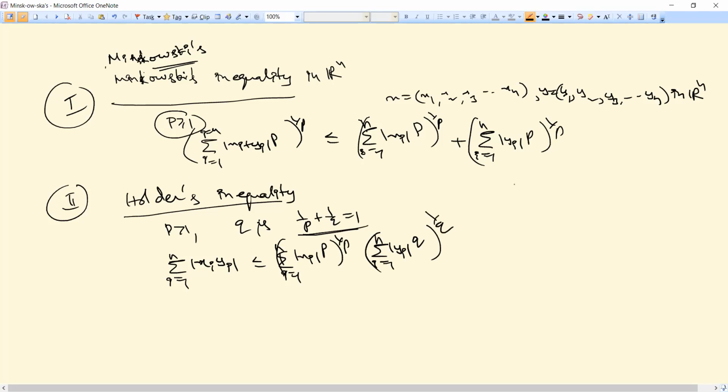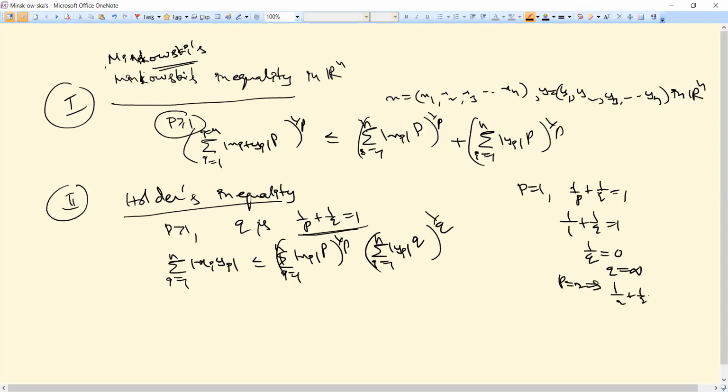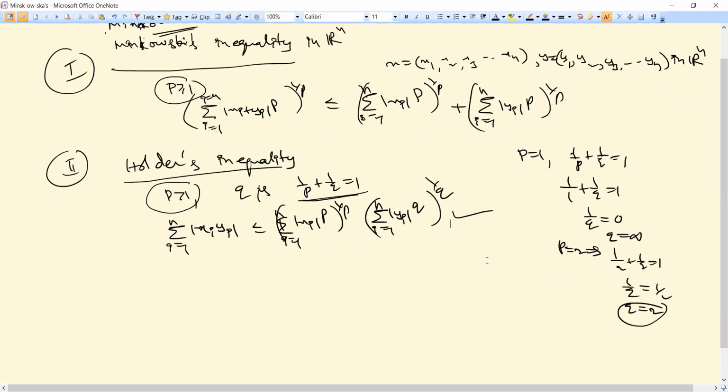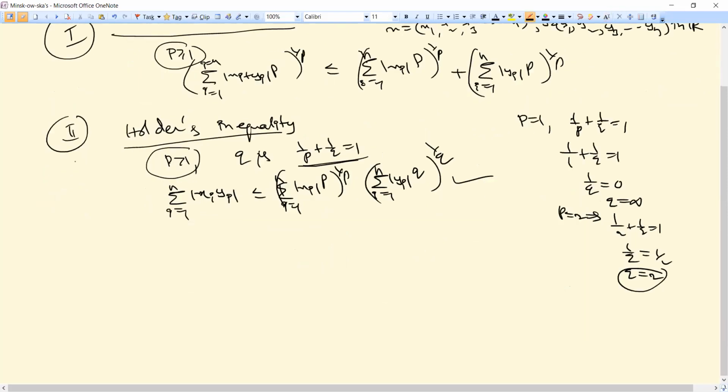Is it clear? Suppose you take p equals 1. We need to use 1 by p plus 1 by q equals 1, so 1 by 1 plus 1 by q equals 1. That means 1 by q equals 0, so q equals infinity. Suppose p equals 2: 1 by 2 plus 1 by q equals 1, so 1 by q equals 1 by 2, that means q equals 2. Is it clear? In fact, p must be bigger than 1 for Holder's inequality. Why am I using this? I need it to solve a problem which appeared in CSIR.